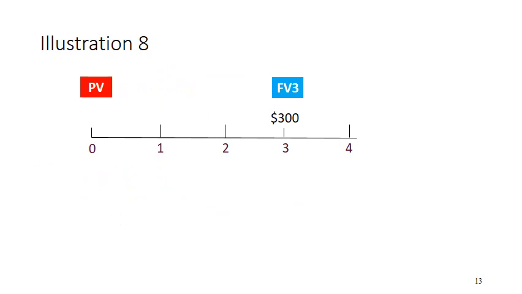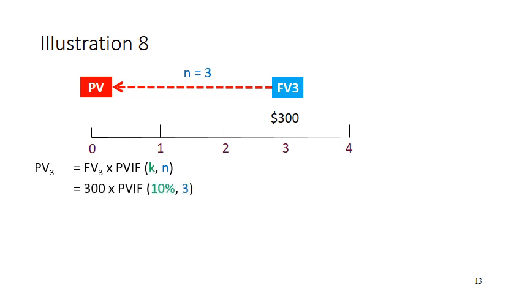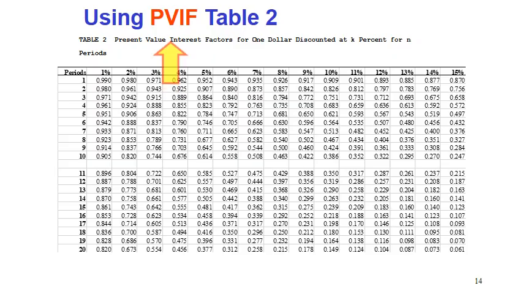Moving on to FV3. Same thing, we are trying to find the PV for FV3. It has 3 discounting periods here, so N is 3. So we'll use the table formula here. Substitute the figures in. Okay, refer to PVIF table. Please make sure you get the correct table.